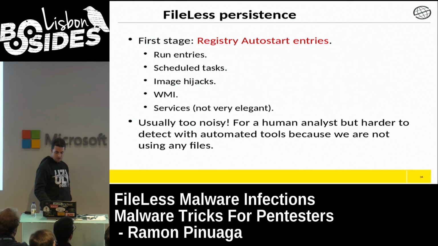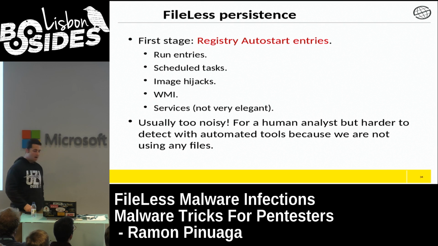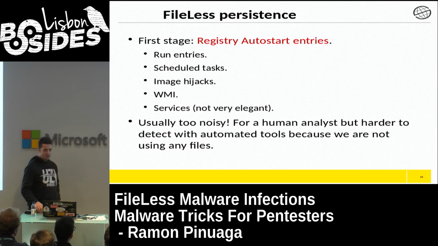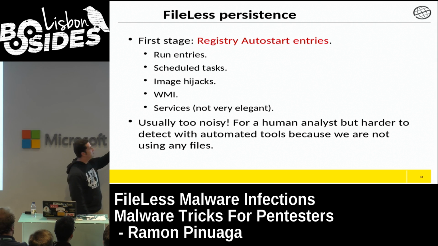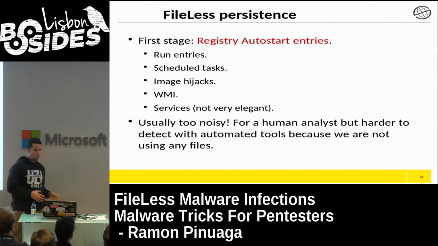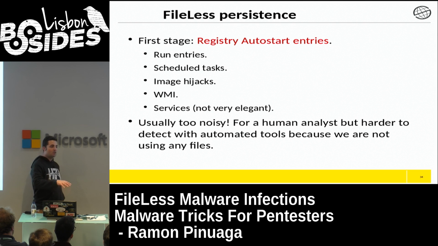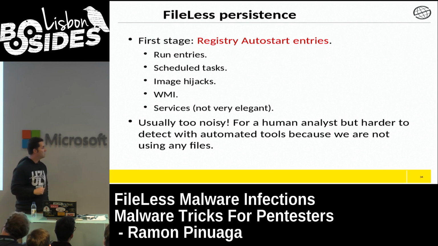The last thing we need in our perfect fileless pentest operation is installing some kind of persistence. We have some options, most of them modifying registry autostart entries. We can create a run entry. We can create a remote scheduled task. We can use WMI. We can create a service. The configuration of a Windows service is also in the registry, so we can create our custom service.